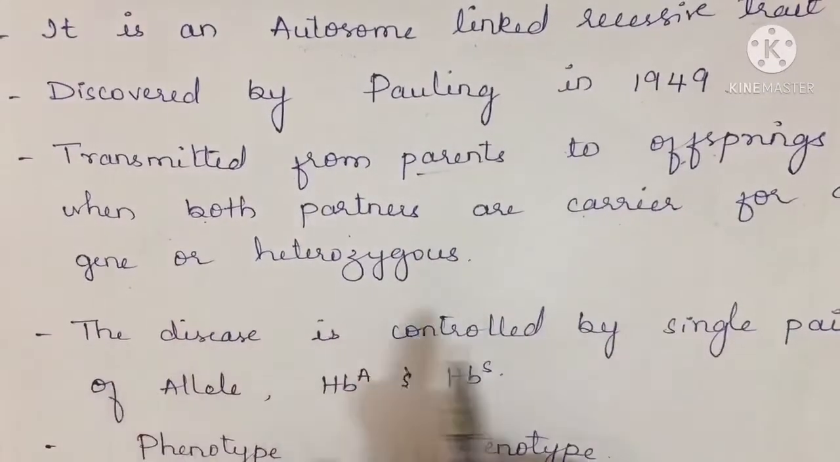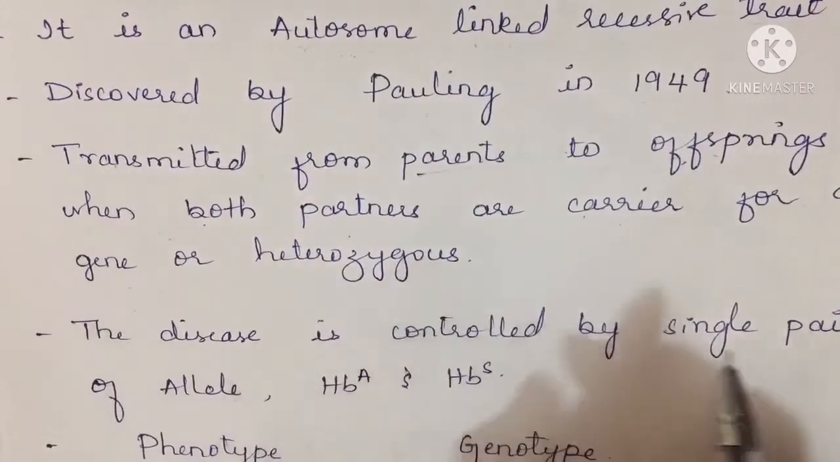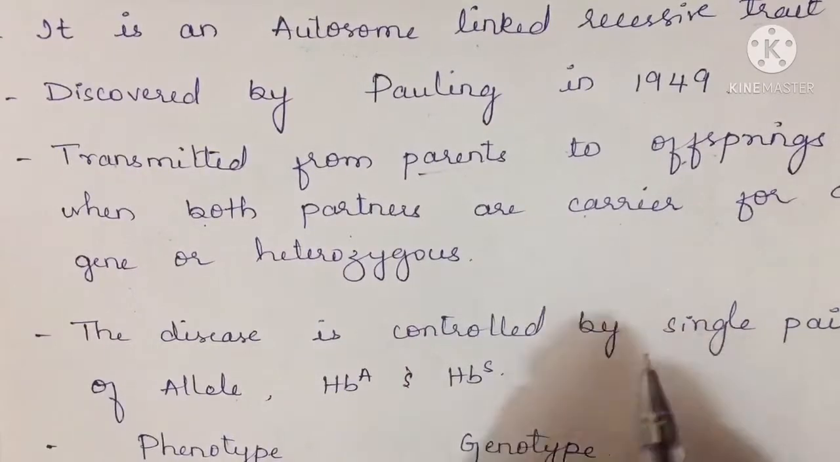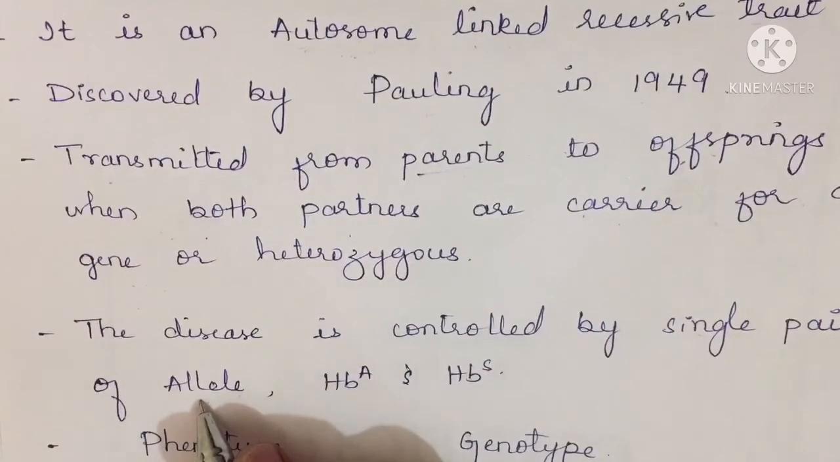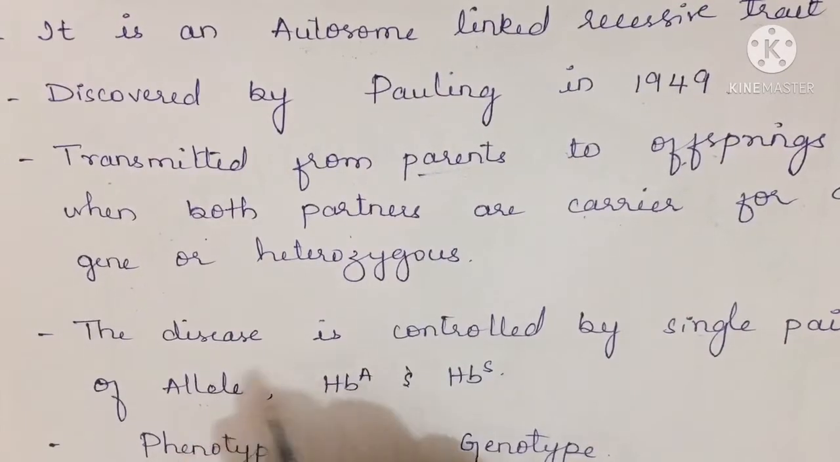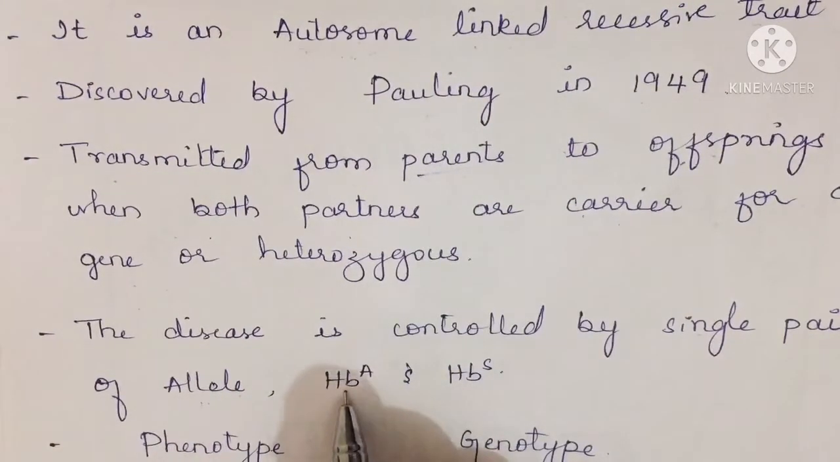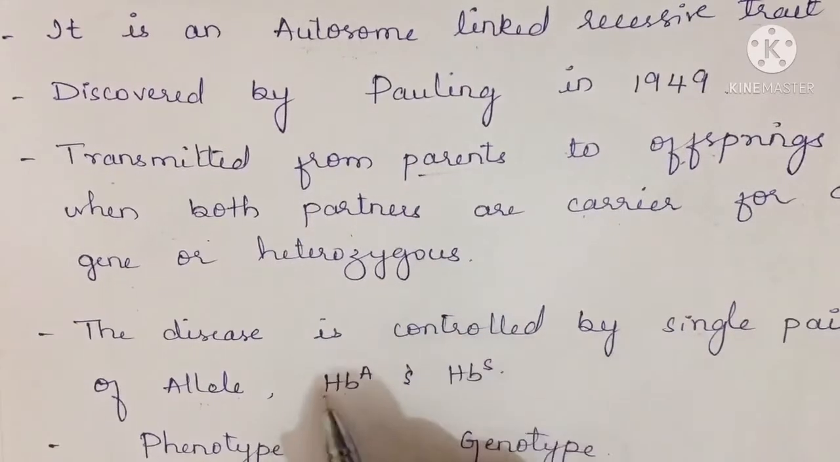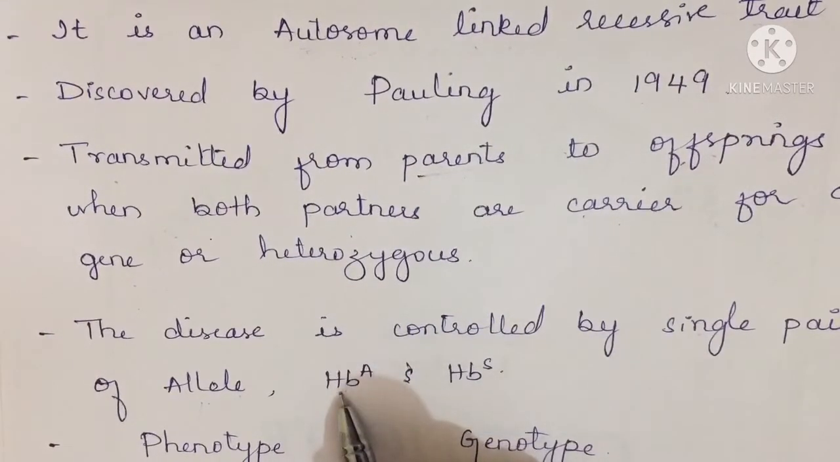The disease is controlled by a single pair of alleles. This allele is present in a gene. As we know, a gene consists of a pair of alleles. That pair of alleles consists of HBA and HBS. What does this HB represent here? HB is nothing but hemoglobin.